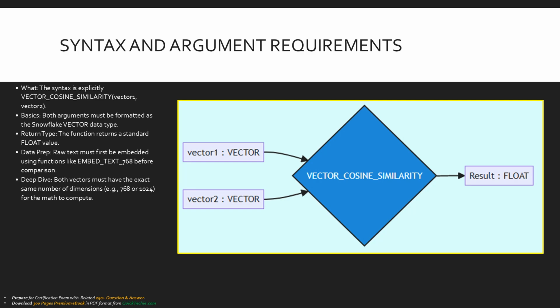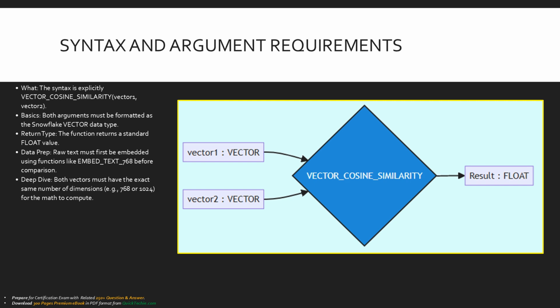Now let's examine the syntax required to execute this in your SQL queries. You invoke the function by calling vector cosine similarity and passing in exactly two arguments. It is crucial that both of these arguments are already formatted as the Snowflake vector data type. If you try to pass raw JSON arrays or text strings directly into this function, it will fail. You must first embed your raw text using a function like embedText768. Once processed, the function returns a simple float value.